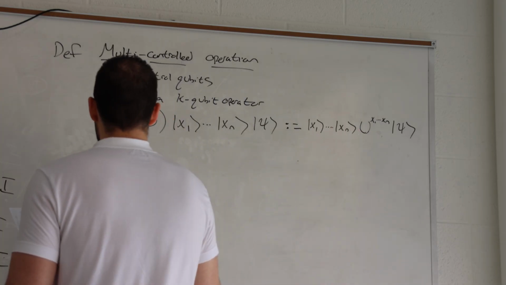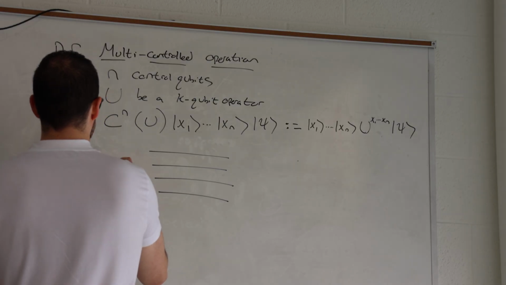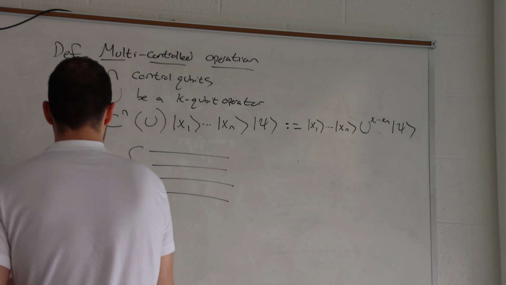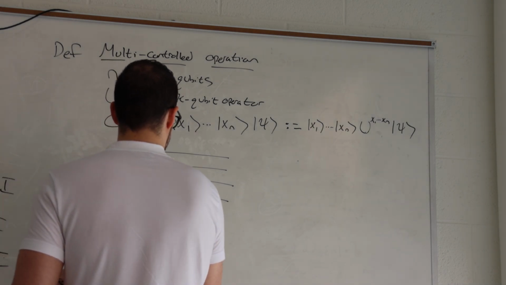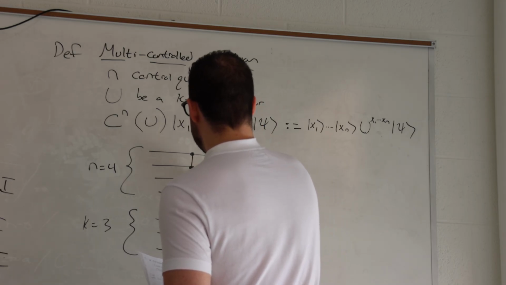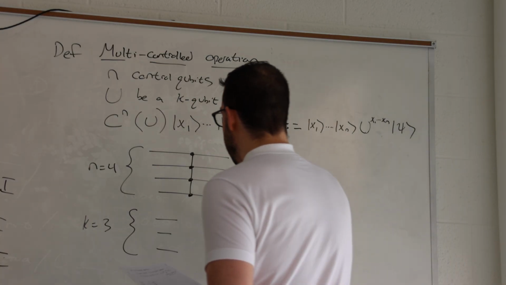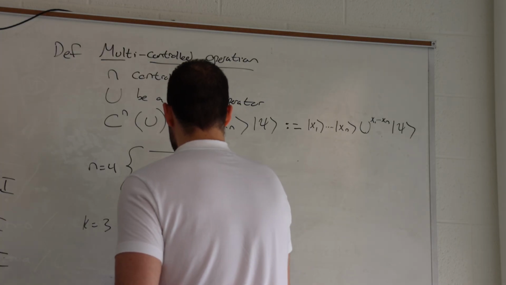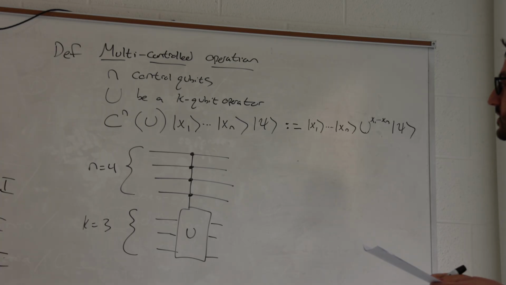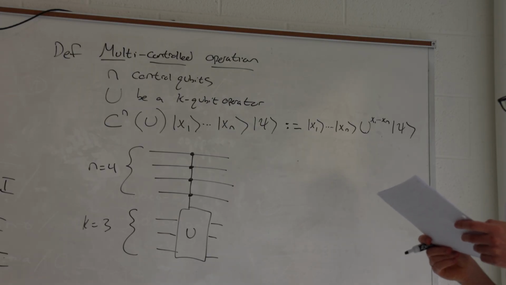In a circuit, we'll use the following notation to indicate this. So I'll do it for the case of n equal to 4 control qubits, and k equal to 3 target qubits. So on each wire that we're controlling, we'll have the solid node. And then they'll all be connected with the vertical lines as usual. And then we'll have whatever, in this case, the 3 qubit operation U is. So this is our circuit notation. And this is our definition for what we mean by a multi-controlled or a multi-qubit controlled operation.